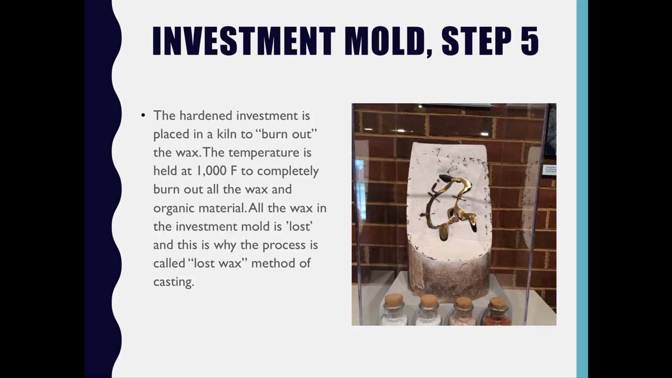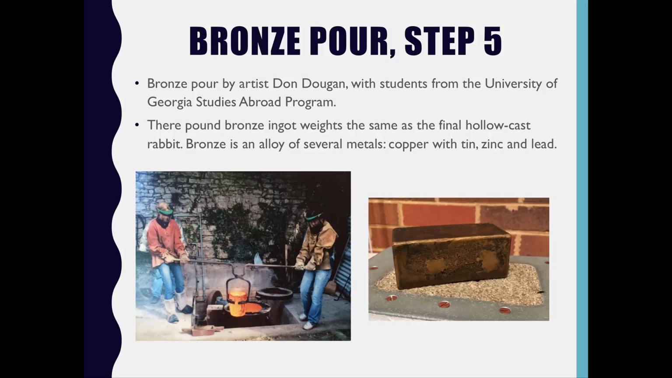So here's what it looks like. You can actually see some of that chicken wire around it, and there you can see where the sprue is. The hardened investment is placed into a kiln, which is like a furnace, to burn out the wax. It has to completely burn out, and this is why it's called lost wax casting. The next step, and I just wanted you to see what the bronze would look like.